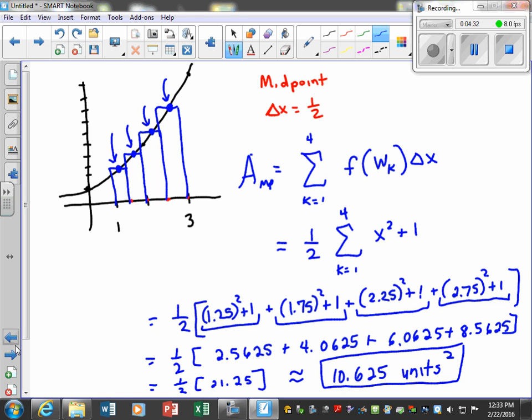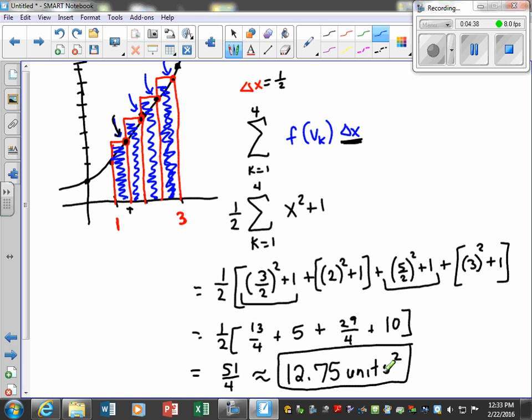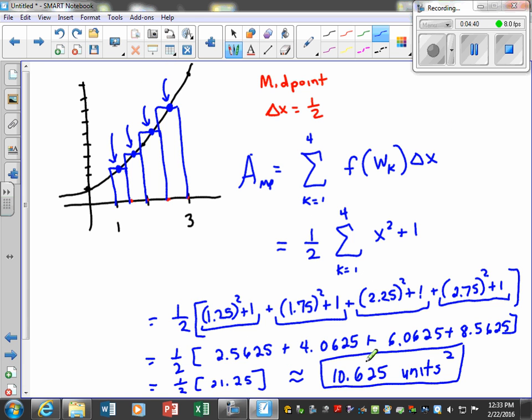Okay, so we can see we had 8.75, 12.75, and then this got us even closer because it accounts for the amount that was over, and the amount that's under kind of balances out, so this is very close.